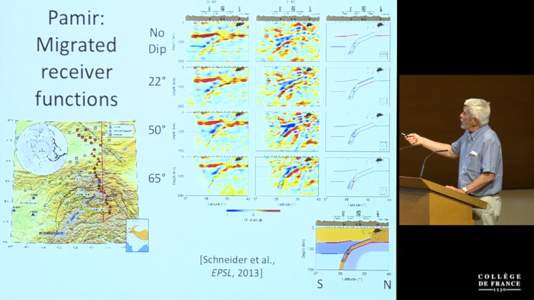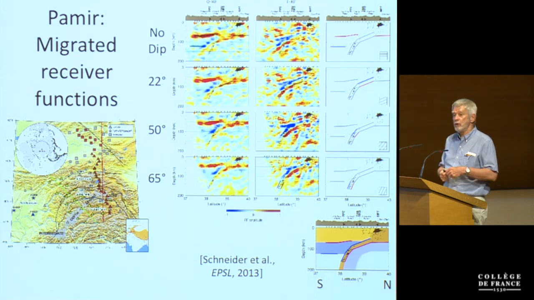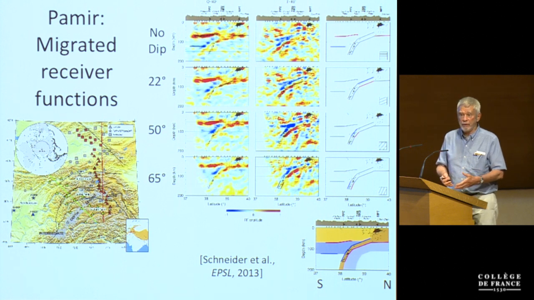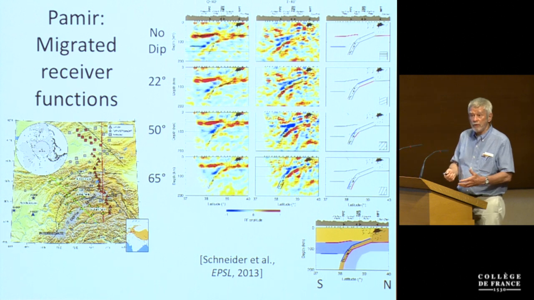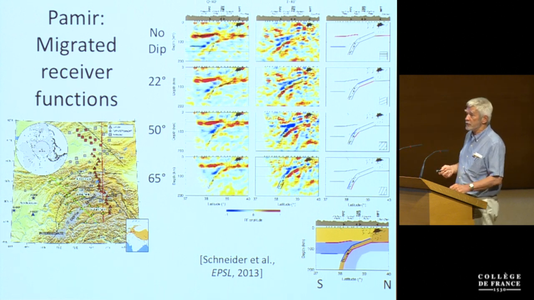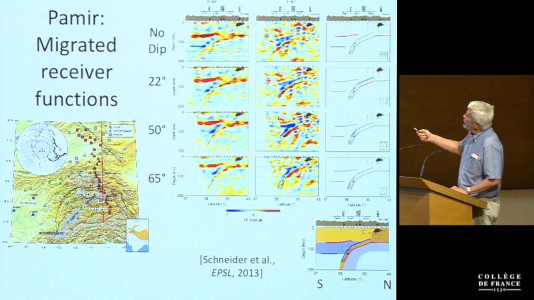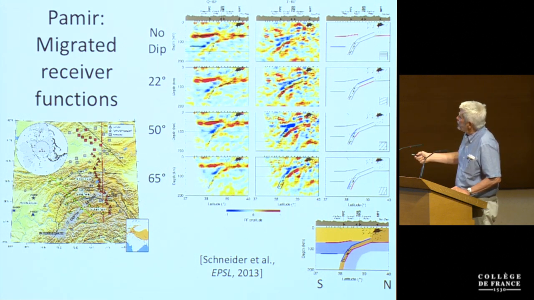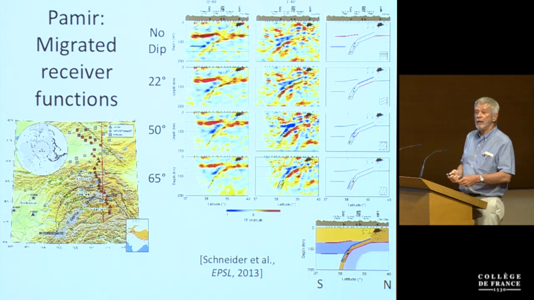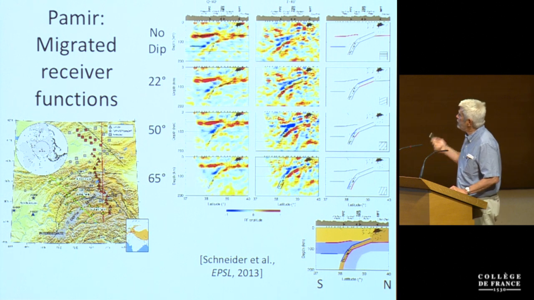The blue are showing converted phases where you go from a low speed to a high speed. You don't see that in the Earth very often. That's a rare configuration, but it would be the configuration if you underthrust crust into the mantle. So the thought is that this blue is showing you the top of underthrust crust, this underthrust crust down in here. It's showing you the top of that going from low to high speed.